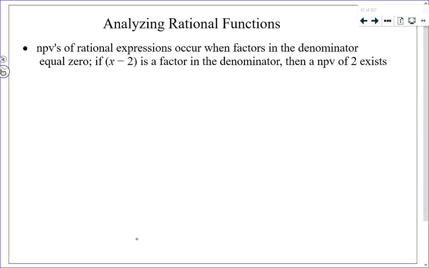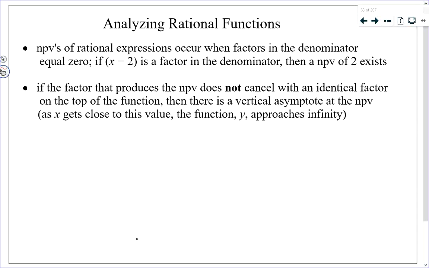A non-permissible value of x being 2 exists. The non-permissible value in a rational function may turn out to produce what's called a vertical asymptote, or it may turn out to produce what's called a point of discontinuity, or a hole. If the factor that produces the non-permissible value does not cancel with an identical factor on the top, it survives, then you're going to have a vertical asymptote there.